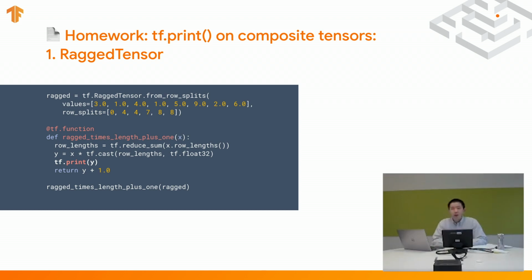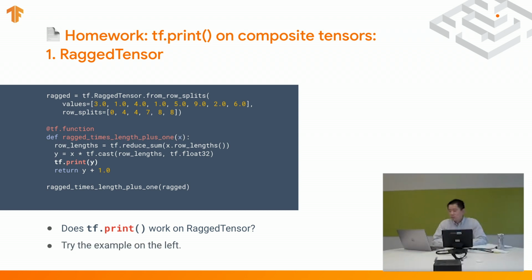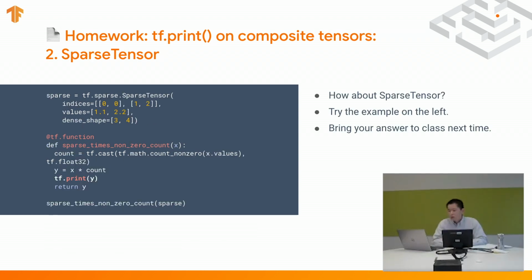So here's a homework problem for you. The examples I've shown so far are all for simple tensors, like a float32 tensor or an integer tensor. What if the tf.print statement is used on a ragged tensor or a sparse tensor? Those are the major composite tensor types in TensorFlow. So you can try that. By the way, I inserted a link to the Colab notebook for all the code examples in this presentation. So you can look at the slides, and if you want to play with the code examples, you can use that notebook. So here's a second homework. You can use the code to see what happens if you use tf.print on a sparse tensor.